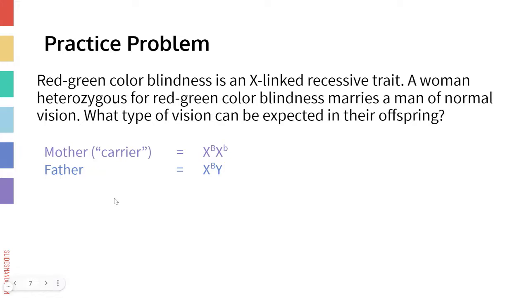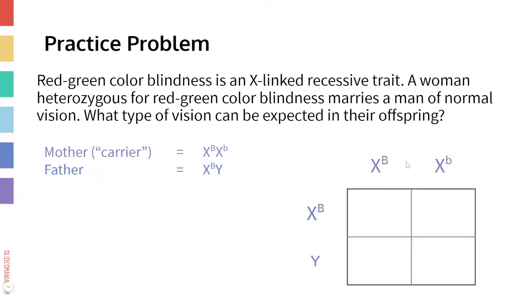From here, we're just going to do a regular Punnett square like what we've been practicing. So we'll set up the mother along one side and the father along the other. So here's the mother's genotype, two X's with a big B and a little b. And here's the father, X big B and a Y. So when we're looking at the results of this Punnett square, for sex-linked traits, we should separate what we're looking at based on the sex of the offspring.